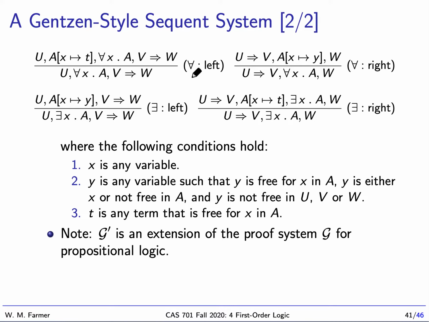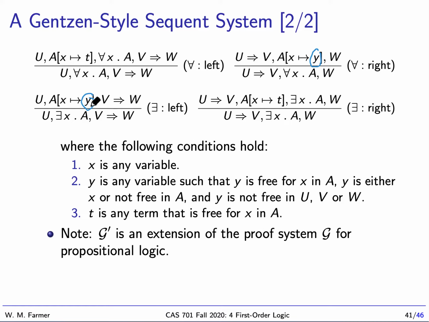Notice that universal left and existential right have very similar form, and likewise existential left and universal right have very similar forms. And there are a number of conditions that have to hold. Here, x can be any variable, but y, which occurs in these two cases, must be a variable that does not occur in U, V, or W. It does not occur in A unless it's x. And it must be free for x in A.